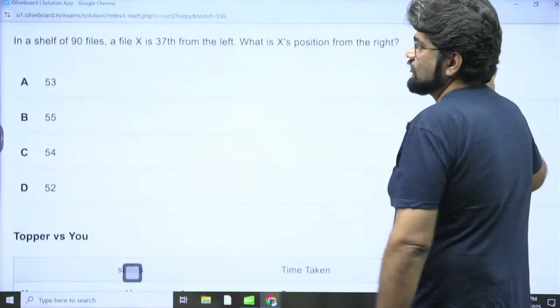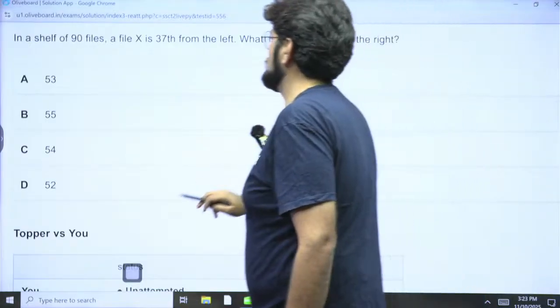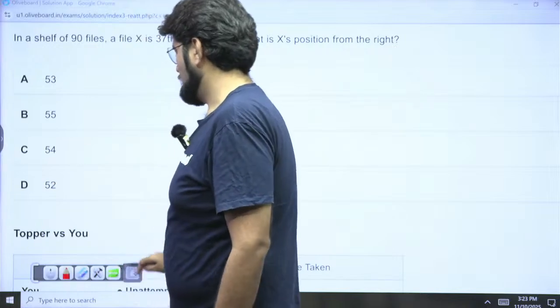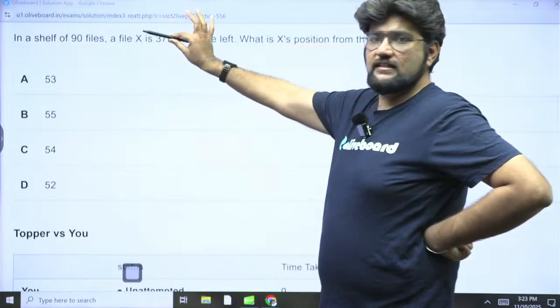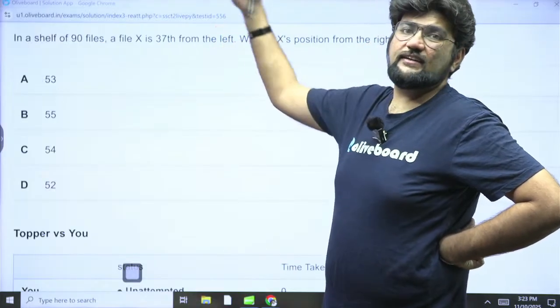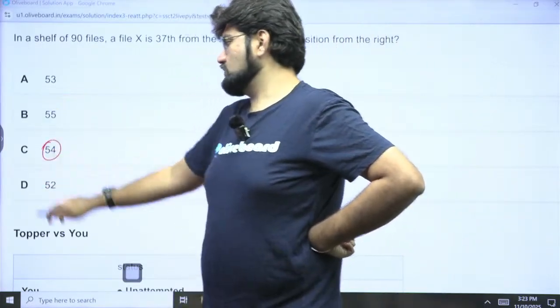In a shelf of 90 files, a file X is 37 from the left. What is X's position from the right? It's very simple. I will write it down for your sake. 90 files, just increase the total by 1. That is 91 minus 37. Now 91 minus 37, unit digit will have 4 as the answer. It's only in option C, so that's the correct answer.